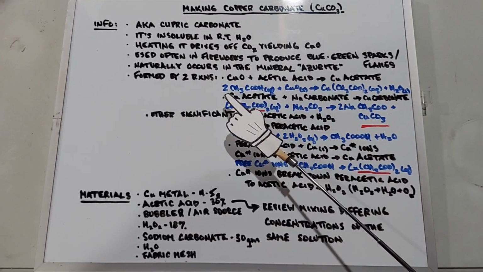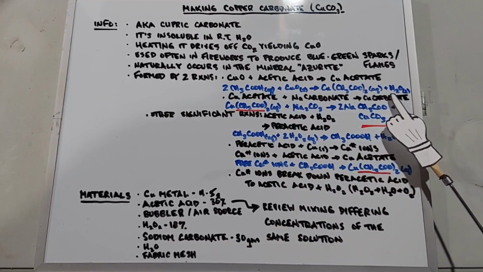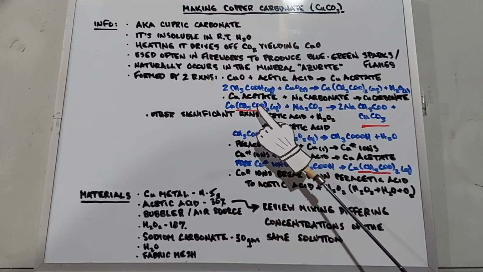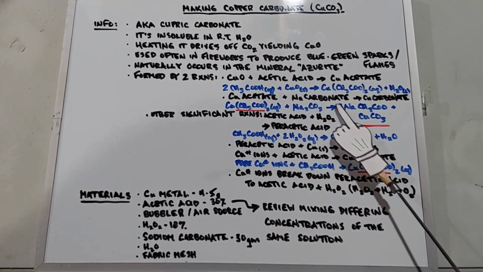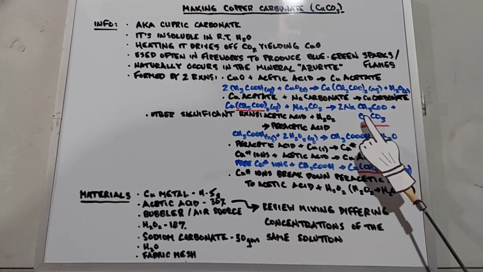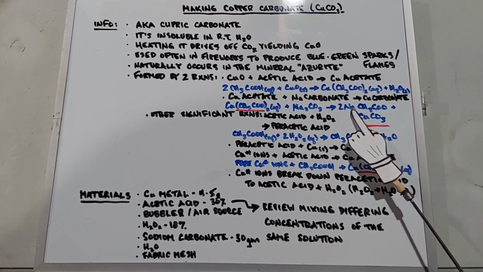The second reaction is the copper acetate we just made plus sodium carbonate yields copper carbonate. And this reaction is as follows: Cu(CH3COO)2 aqueous plus Na2CO3, which is sodium carbonate, yields 2NaCH3COO plus CuCO3, or copper carbonate. This is, of course, sodium acetate right here.